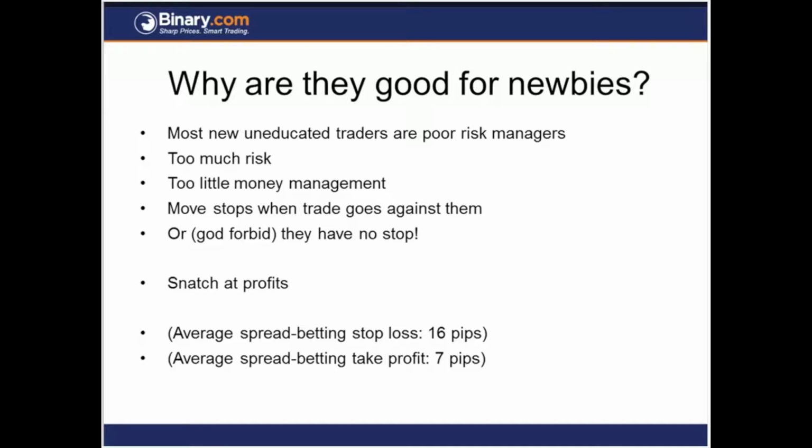And on the flip side, when they do have a winning trade, they tend to snatch at the profits. So here's an interesting piece of information that comes from a spread betting company: the average spread betting stop loss for their clients was 16 pips, and the average spread betting take profit was 7 pips. So people tend to be risking 16 pips and making 7 pips. They really are snatching at profits, and that makes it very, very hard for a spread bettor to be consistently, long-term successful if they're operating under those particular averages.